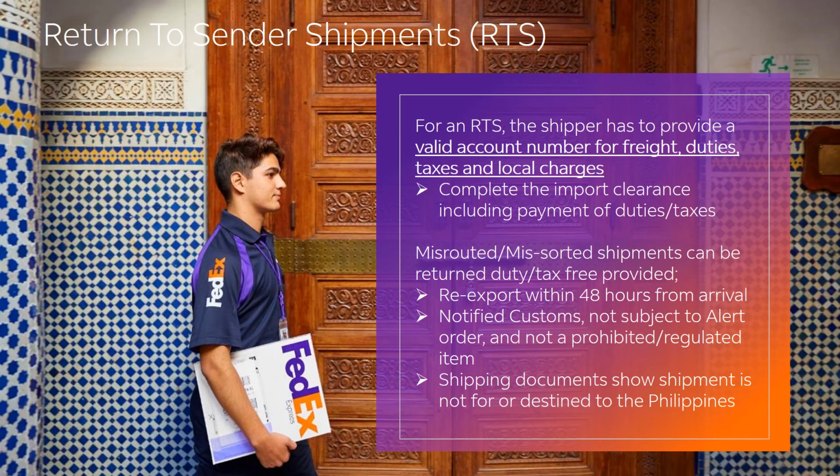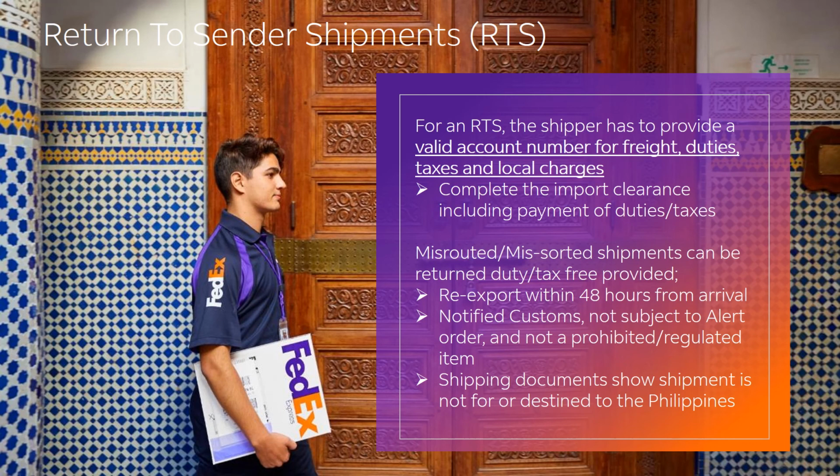For return to sender shipments, or RTS, the shipper has to provide a valid account number for freight, duties, taxes, and local charges. The shipment must also complete the import clearance, including payment of duties and taxes.